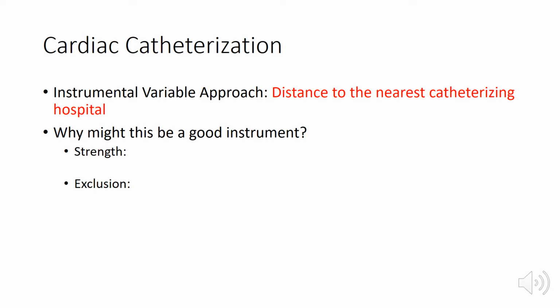Distance is going to influence whether or not you get it. It would be highly unlikely if you lived 10,000 miles from the nearest hospital that gives catheters for you to get a catheter. That's an extreme example, right? But we can think that distance is associated with whether or not you get it. Sounds like it might be a strong instrument. How might this be an exclusive instrument? How might distance to the nearest hospital that performs catheterization not be correlated with outcome?